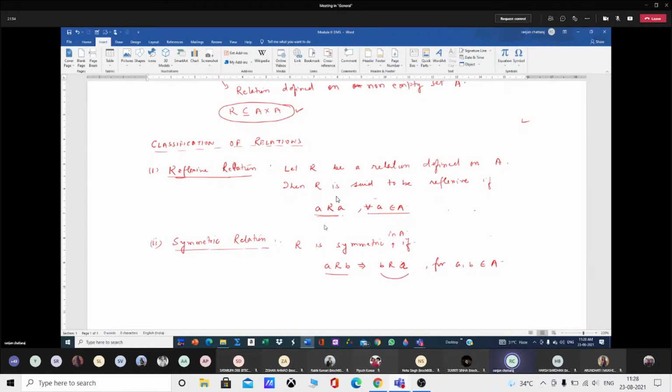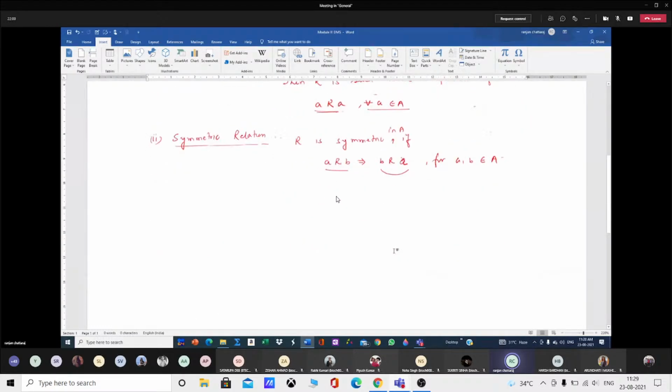So the third one is transitive. Okay, but before this, antisymmetry. So what are antisymmetric relations? It is important. A relation over a set is called antisymmetric.